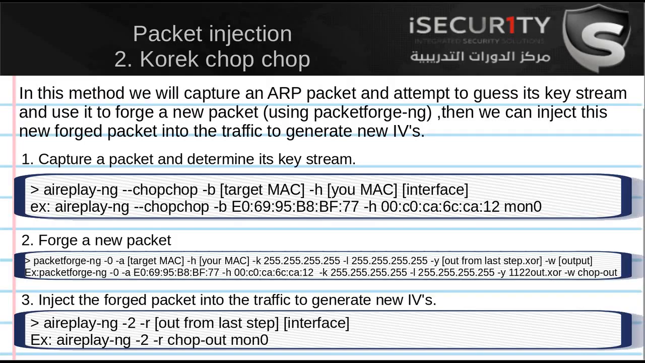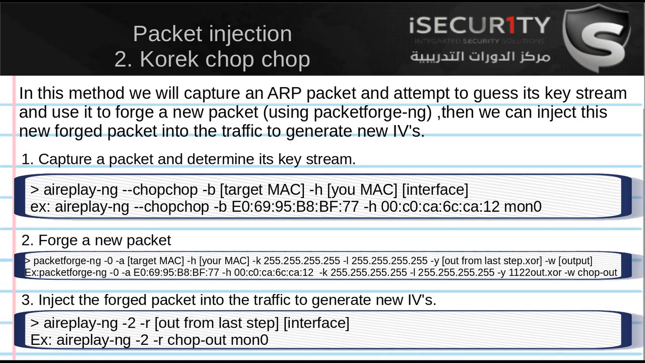Another method of increasing the number of data rapidly in a network that has no clients associated with it, or if it has very low traffic, is the Cracking Chopchop attack. In this method, instead of directly injecting the ARP packet that we capture, we're going to try to determine the key stream for this packet.